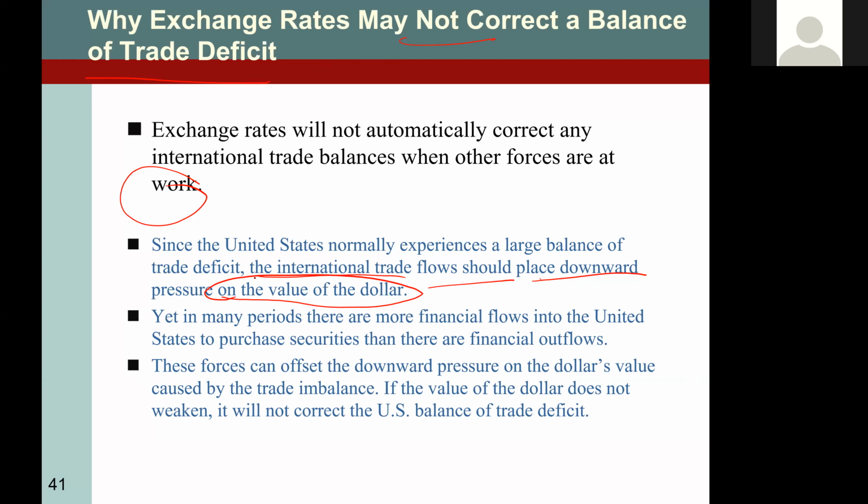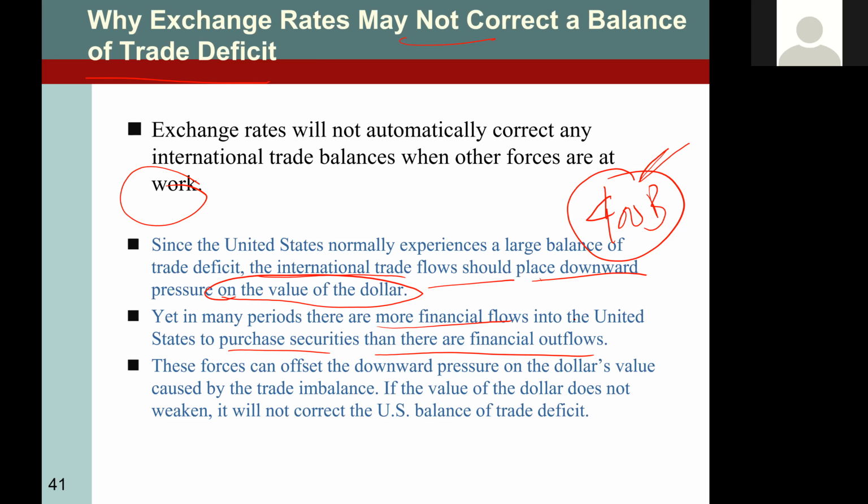Plus, how large is the magnitude of the trade deficit? Like we just talked about $200 billion, and in this book it's like 3, but now it is more than $400 billion. So in that case, it doesn't work because imports are much greater than exports. So it takes more time for the exchange rate to correct itself. Yet in many periods, there are more financial flows into the United States to purchase securities than financial outflows.